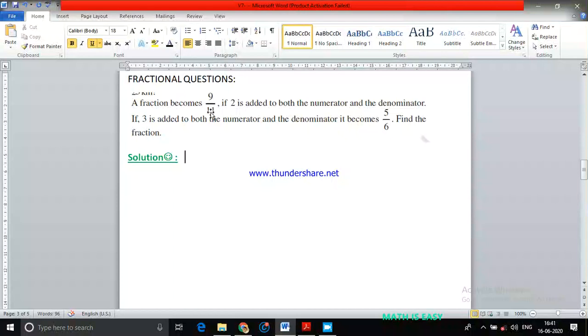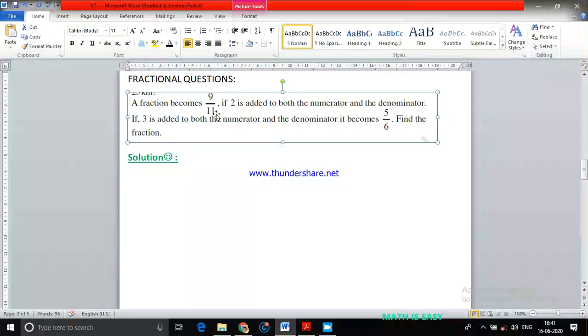A fraction becomes 9 by 11 if 2 is added to both the numerator and the denominator. Initially I have some fraction. If you add 2 to the numerator and 2 to the denominator, the fraction becomes 9 by 11. So you can say if I have 7 upon 9, adding 2 to the numerator and denominator, 7 plus 2 is 9 and 9 plus 2 is 11. But you cannot say therefore the required fraction is 7 by 9, because there is one more condition. For the same fraction, if 3 is added to the numerator and the denominator, it becomes 5 by 6.